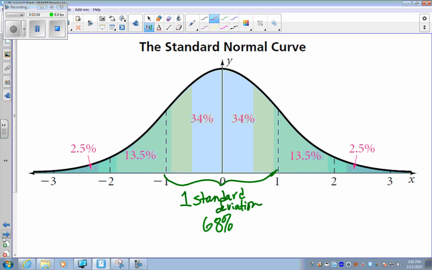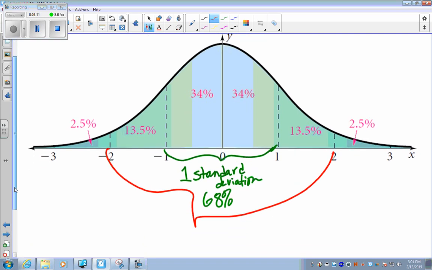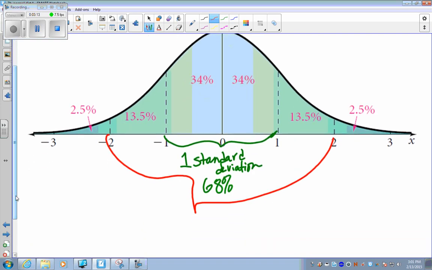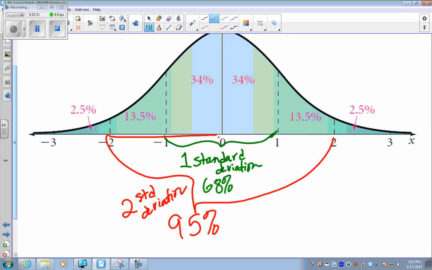If you go 2 standard deviations away from the mean, the number that you have to remember, we're going to round it to 95%. 95% is 2 standard deviations away from the mean. So that means 2 standard deviations to the left and 2 standard deviations to the right. So we're talking between 2 points.